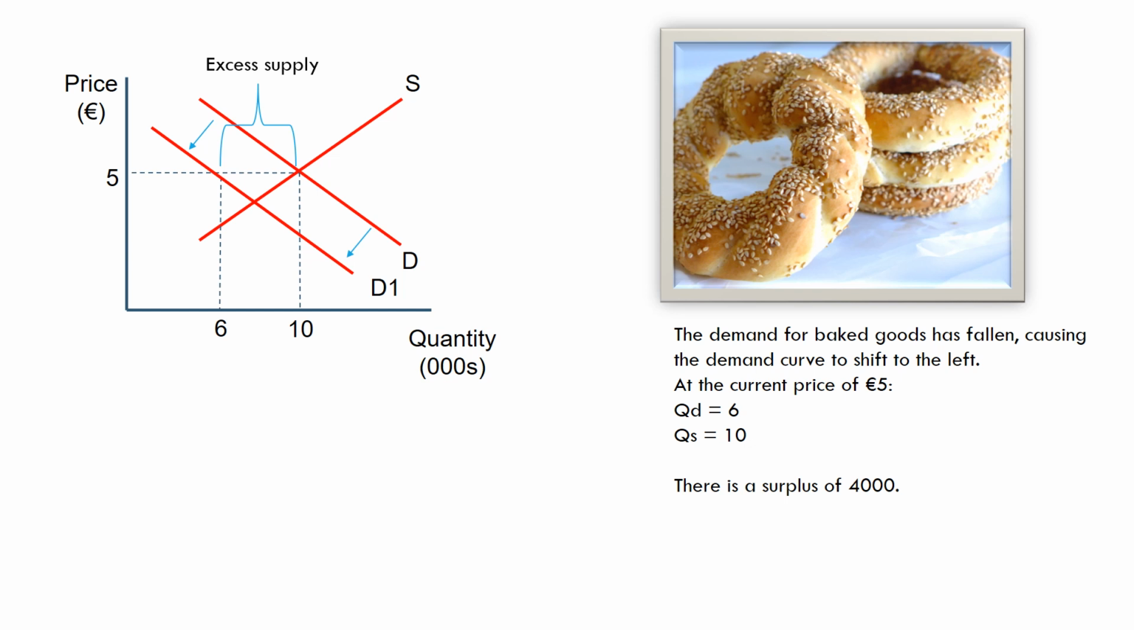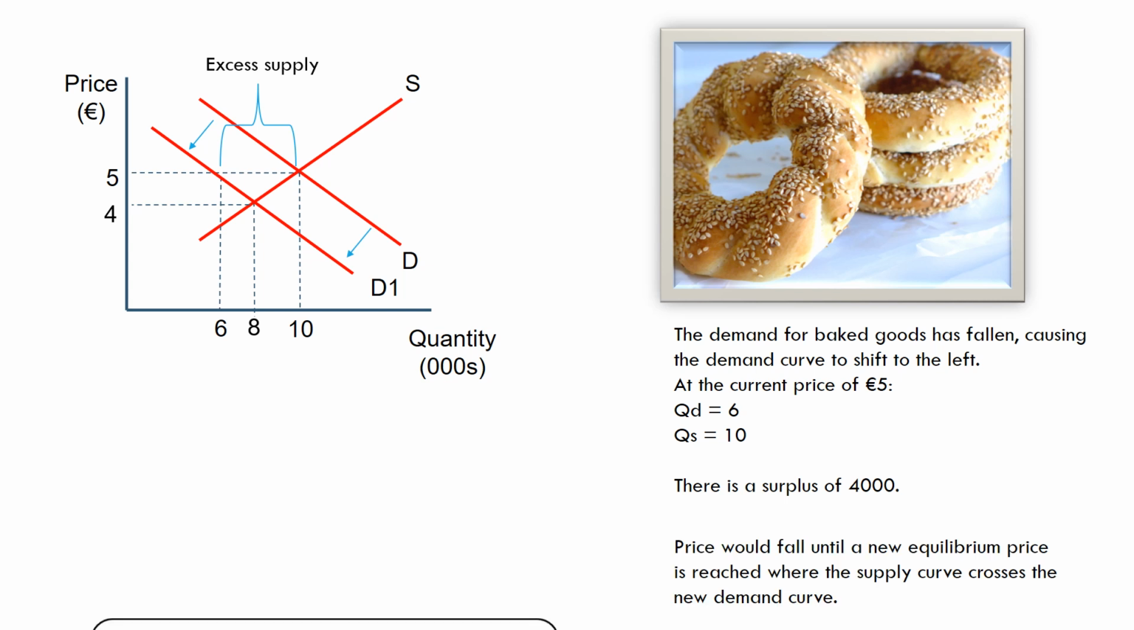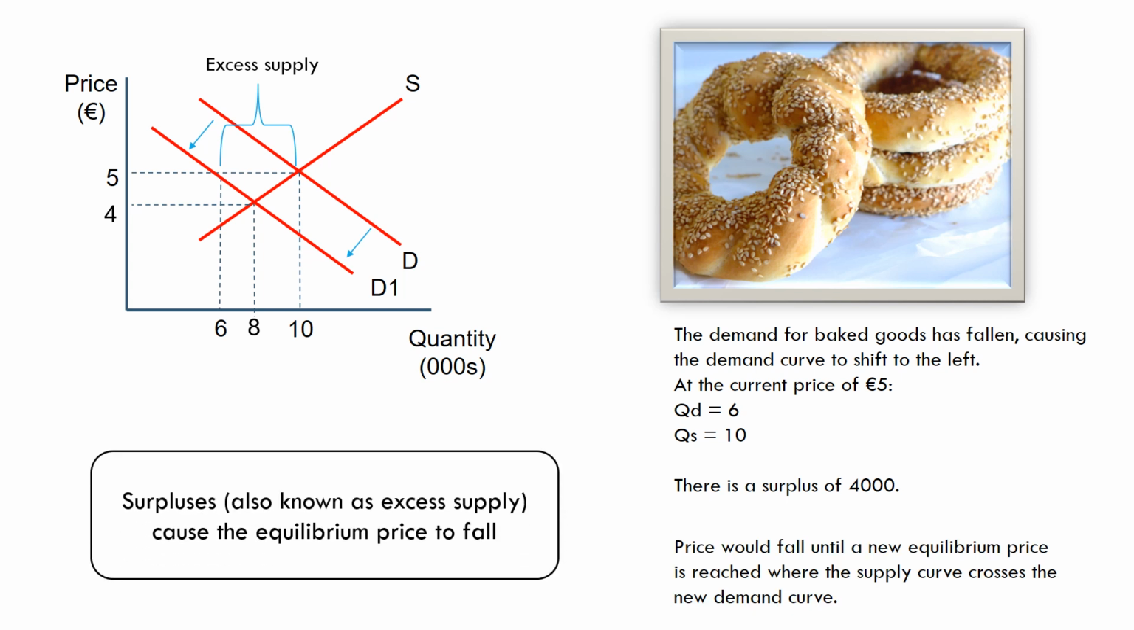Now in that situation, if we had excess supply, what would we expect to happen to the price of one of these baked products? If there's a surplus of 4,000, what we would expect is for the price actually to slowly move and decrease down towards an equilibrium level. So we'd expect the price to fall until it reached €4, at which point there is no excess supply anymore, because at €4, the amount demanded equals the quantity that is being supplied. So surpluses, also known as excess supply, cause the equilibrium price to fall.